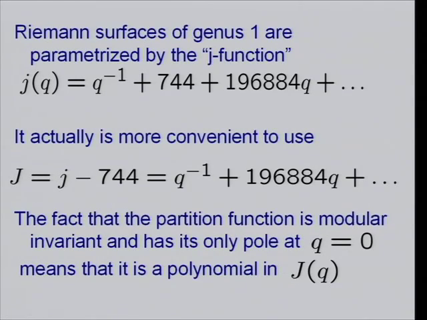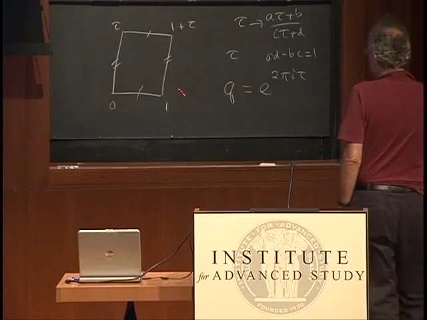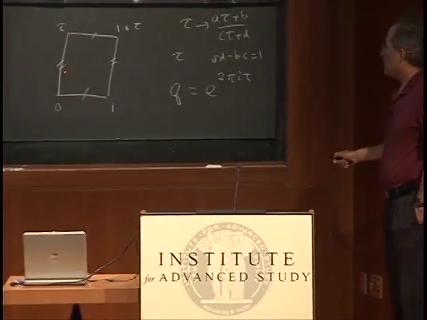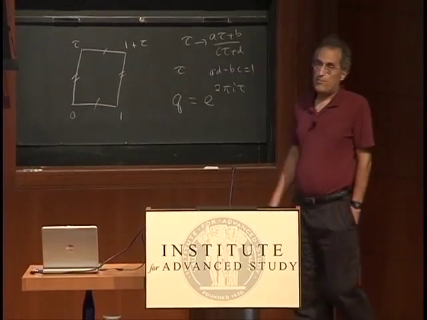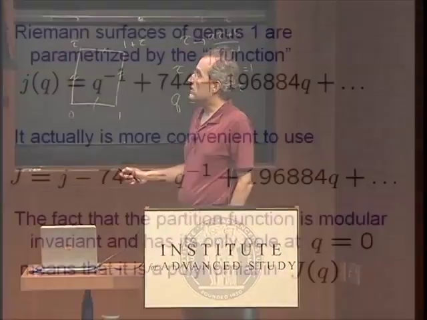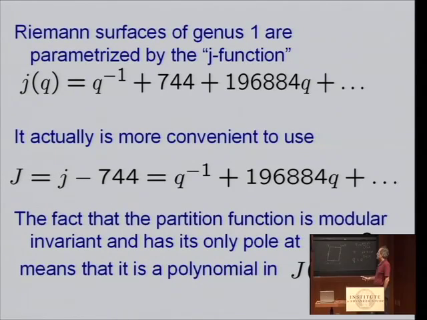So Riemann surfaces of genus 1 are in one-to-one correspondence with values of J. So if you use tau, which is a more obvious way to describe a Riemann surface of genus 1, you have to worry about modular invariance. But if you change variables from tau to J, then modular invariance disappears. The modular invariant information that's contained in tau is no more, no less than the value of J. It's actually slightly more convenient to subtract the constant and let capital J be this function.